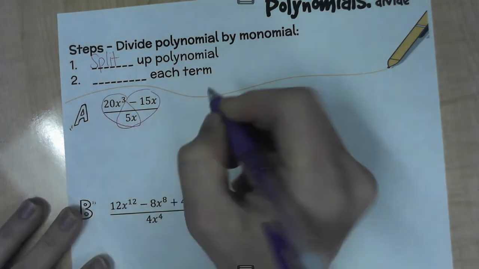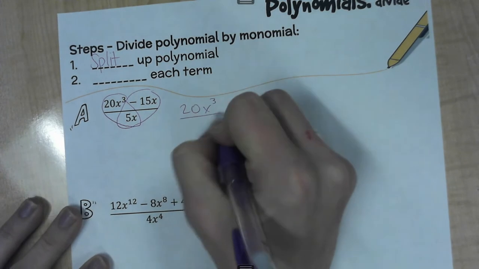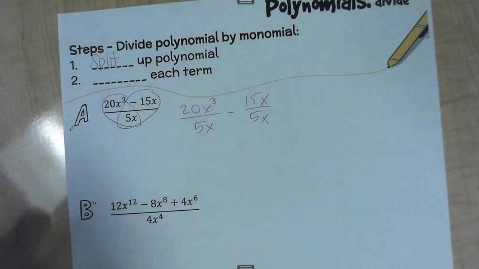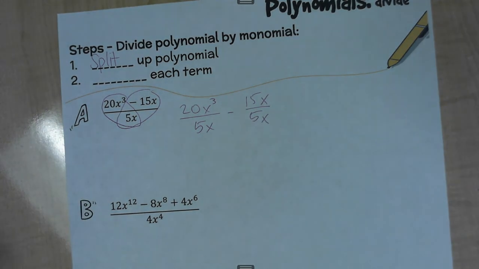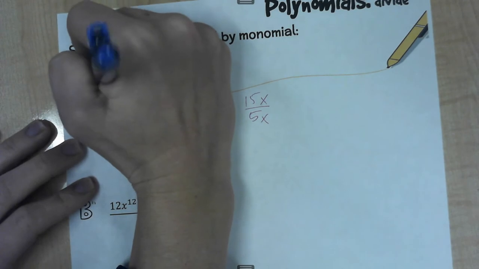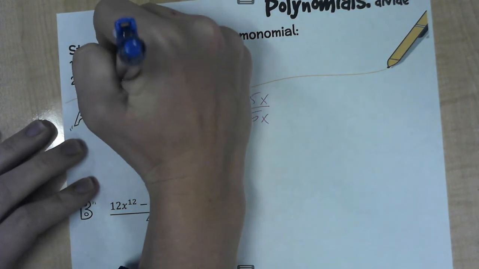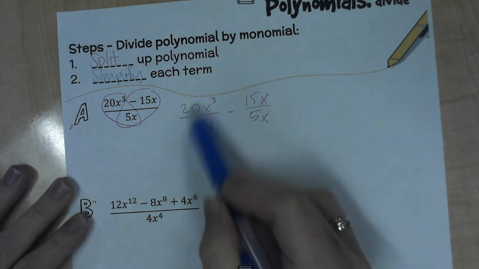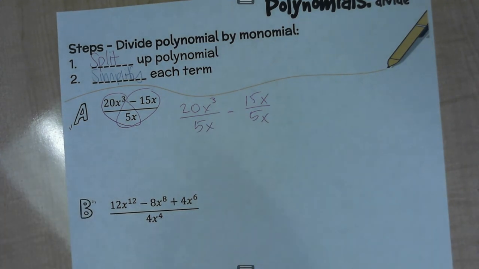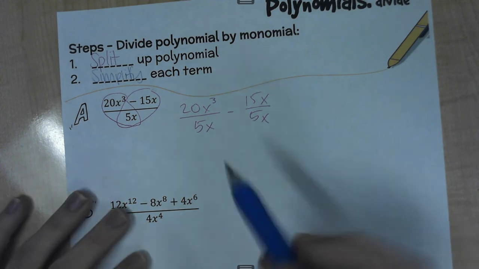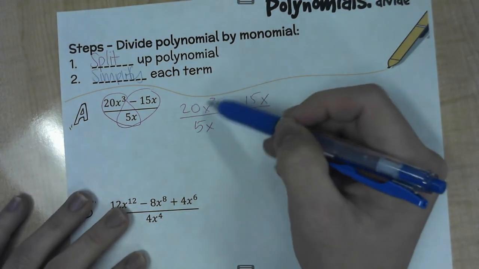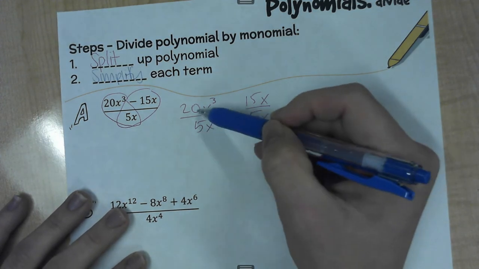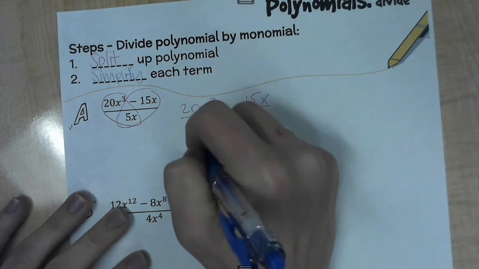up like this. So we'll have 20x to the third over 5x minus 15x over 5x. And then what we're going to do is simplify each term. So remember how to do these. 20 divided by 5, we're just simplifying this. So we're going to simplify the numbers, and then we're going to simplify the variables, if we can, okay? So 20 divided by 5 is 4.